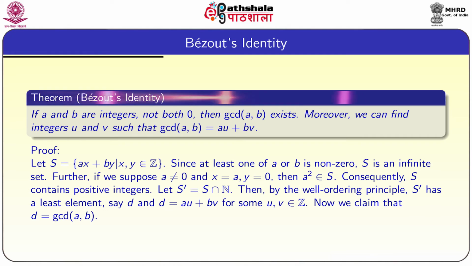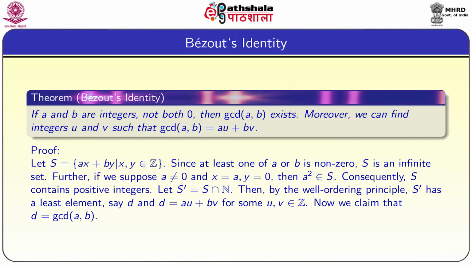With this, we will now go to the next result, one of the important results called Bézout's identity, and we will see its applications as well. Now, we are ready to prove another important result called Bézout's identity. This result states that if a comma b are 2 integers, both not 0, then the GCD of a and b exists. Moreover, we can find integers u and v such that GCD of a comma b is equal to au plus bv.